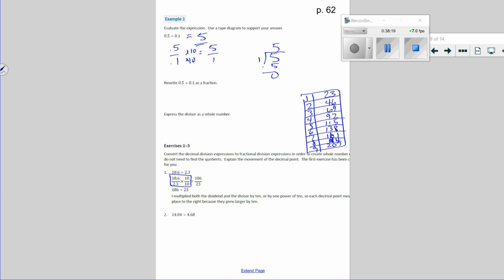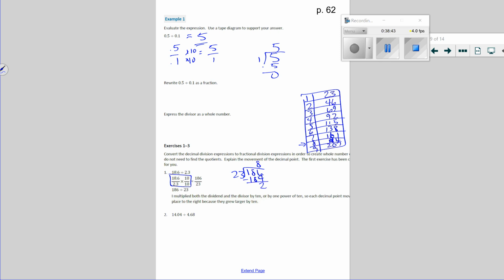161, yes. 184. And then 207. So now that I've got the quick reference chart, 186 divided by 23, how many is it going to go? It's going to be 8 times. So that's 184.